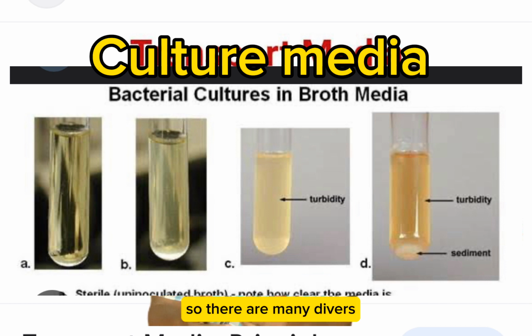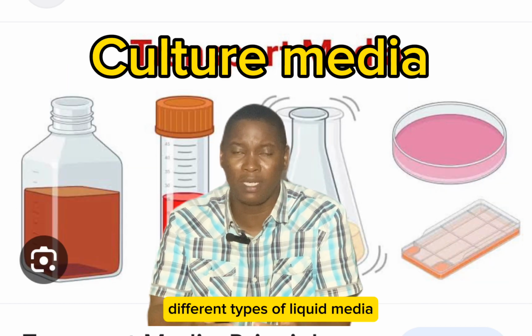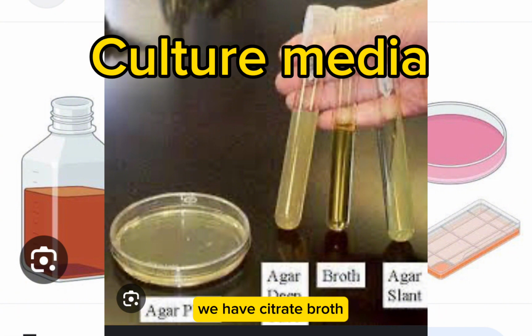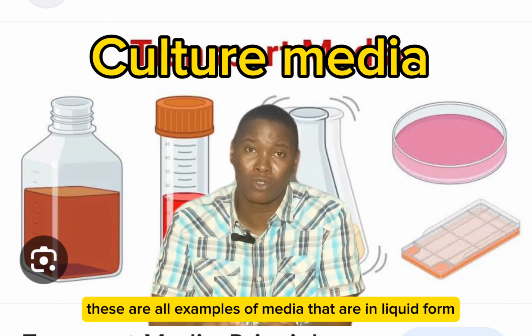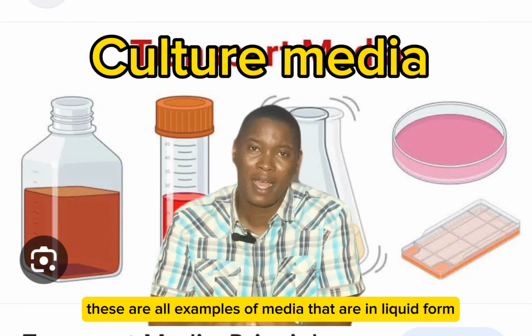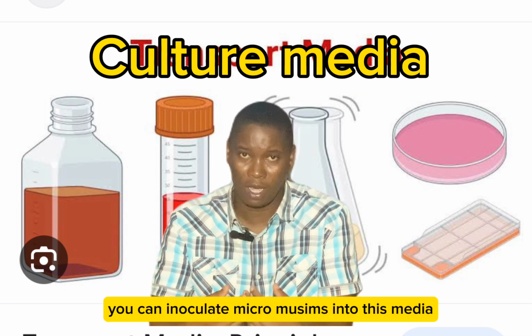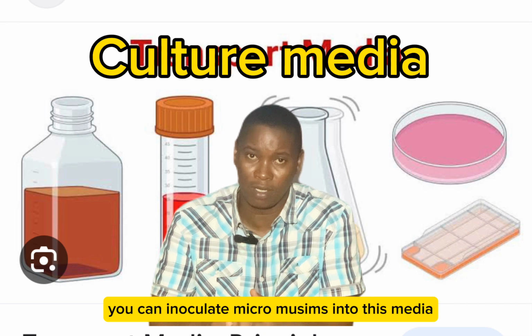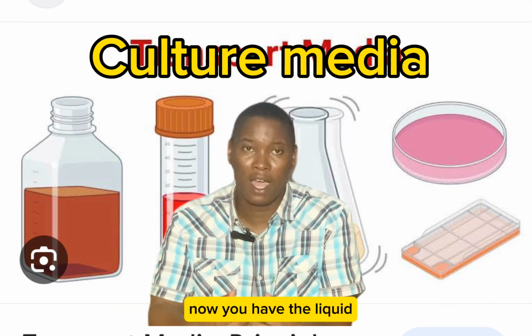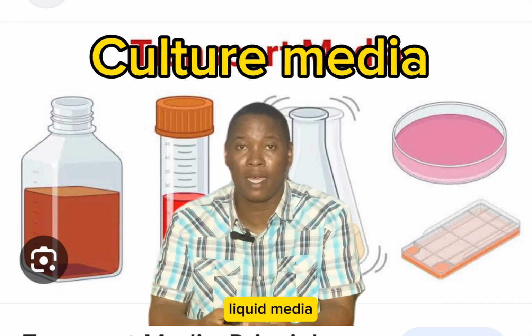So there are many diverse, different types of liquid media. We have nutrient broth, we have citrate broth. These are all examples of media that are in liquid form and they encourage the growth of microorganisms. You can inoculate microorganisms into this media and they'll grow. Now you have the liquid media, which is called broth.